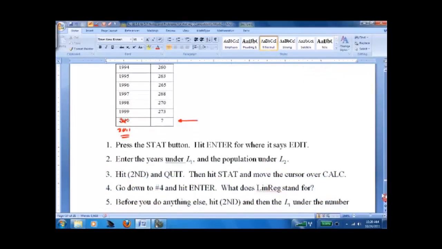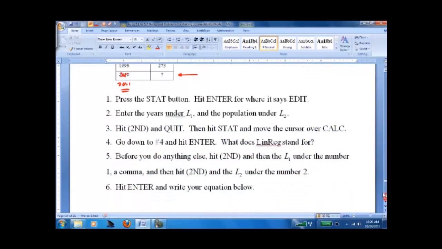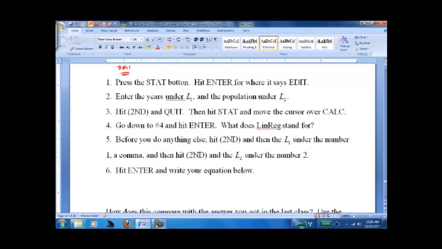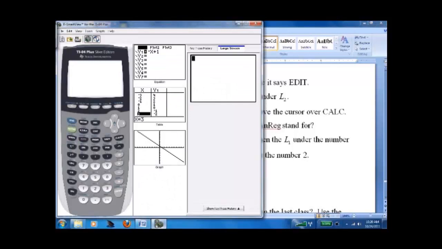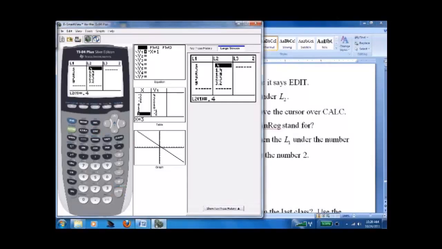So here's the rules. And we will use our online calculator. So the first rule is to press the stat button. Hit enter where it says edit. Okay. And we've got a couple lists. Unfortunately, a lot of times there's something in there. See if we can clear them. Hit the delete button a bunch of times.